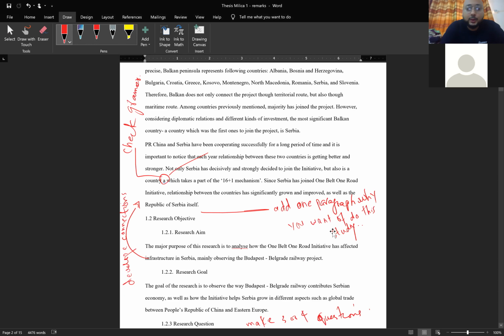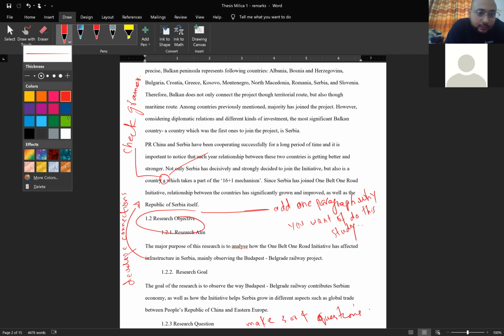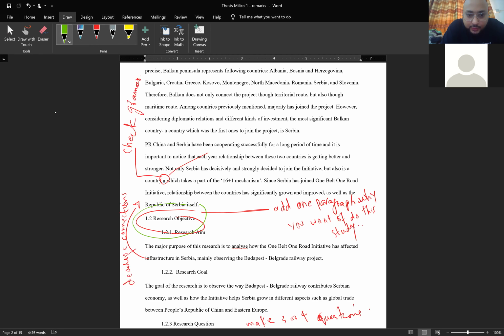Okay, so before the research objective here, let me change the color. Before the research objectives, add one paragraph which mentions something like this: in the light of the above studies, or in the light of the above mentioned information.